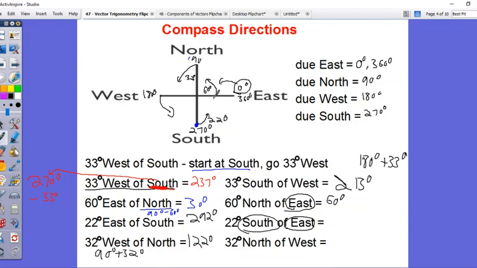If you're moving south, you start at 360 because you're subtracting. 22 degrees south of east, now instead of going north, we're moving south 22 degrees. That's going to be 360 minus 22, which is going to be 338.